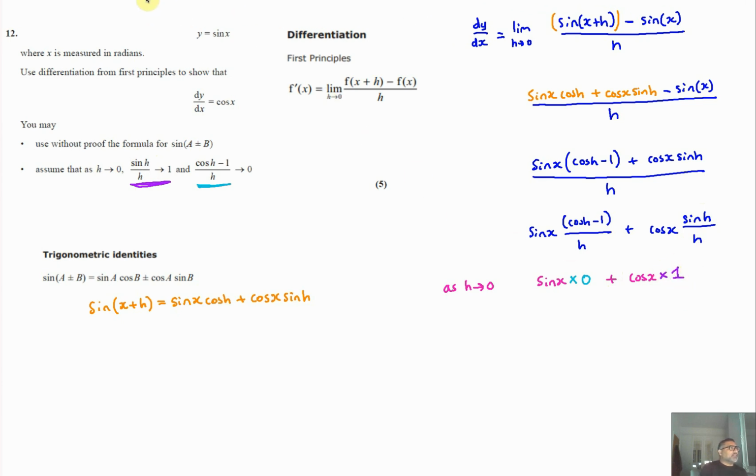And what that leaves us with then, as h approaches 0, that cancels out and we're left with, so therefore the limit as h approaches 0 will be cos x. So therefore dy dx, our gradient function, is cos x, QED. That's what we were trying to prove.